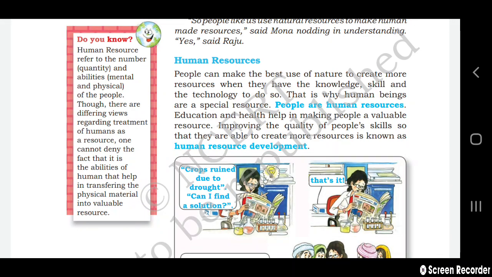Education and health help make people a valuable resource. Improving the quality of people's skills so that they are able to create more, new resources is known as human resource development.